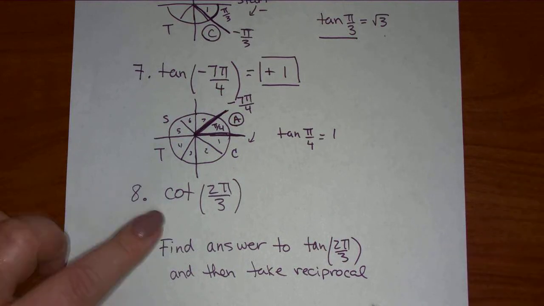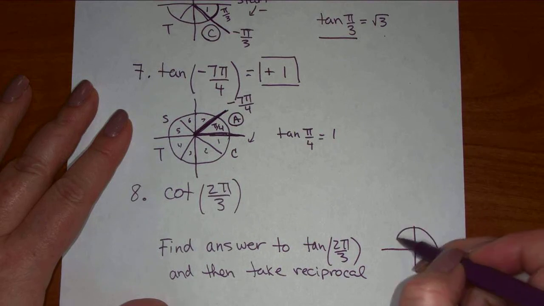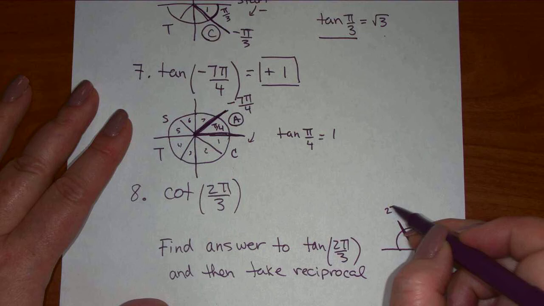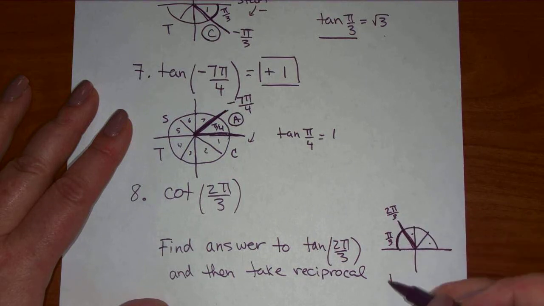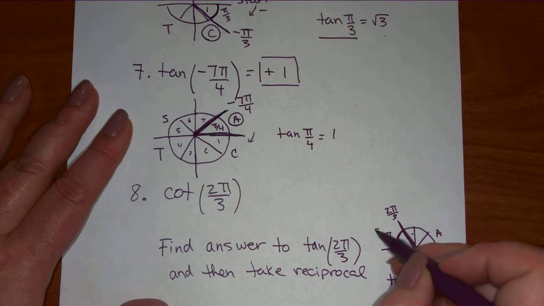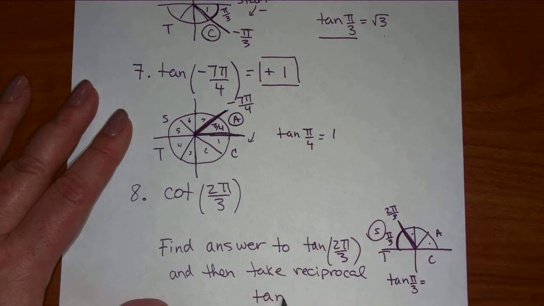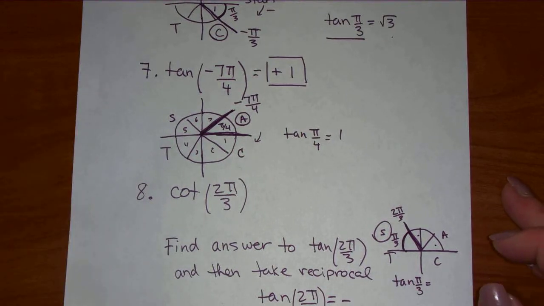2 pi over 3 is cutting your pi into 3 pieces. 1, 2. 2 pi over 3. The reference angle is pi over 3. So we look up tan of pi over 3. And then the cast rule says that it's negative. Tan of pi over 3 is root 3. So this is negative root 3.